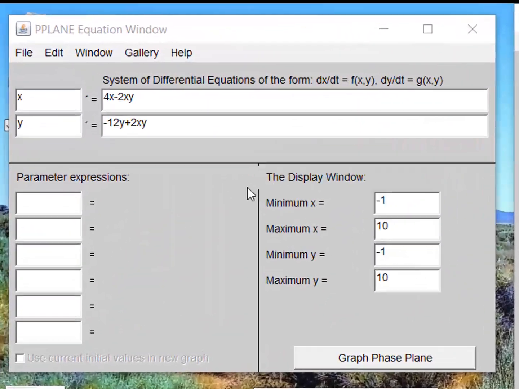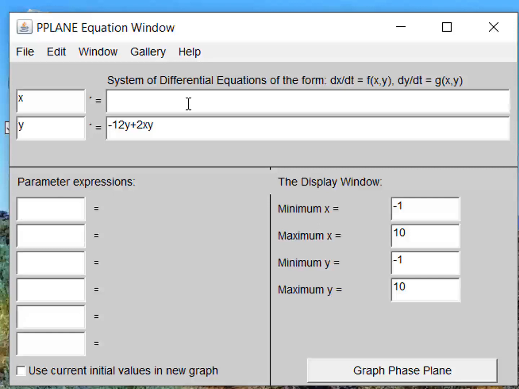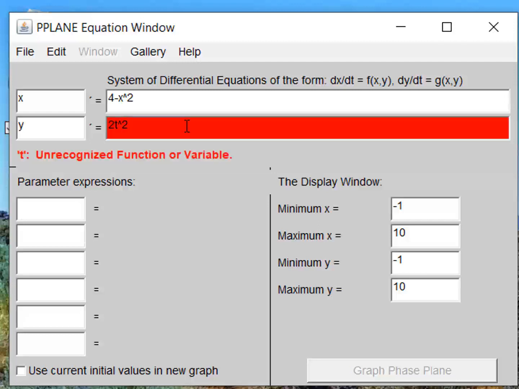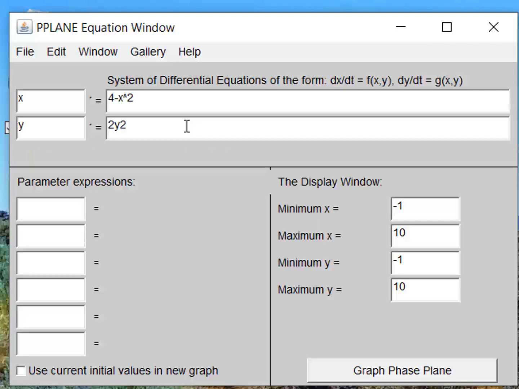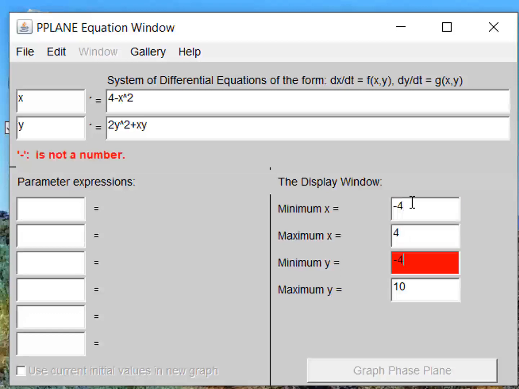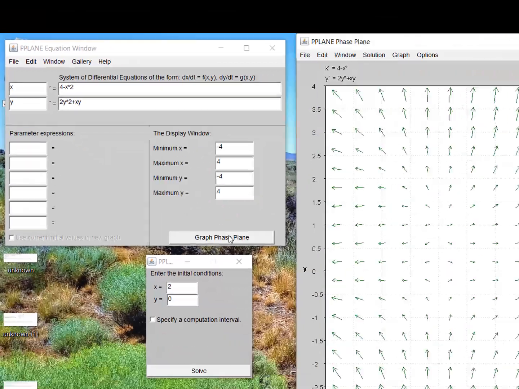Okay, the next one, let's go up to here and change our differential equation. We had 4 minus x squared as the x prime, and the y prime was 2y squared plus xy. Say graph phase plane. And let's change our window now to roughly match the window that was in our notes here. So I'm just going to do -4 to 4, -4 to 4. Now I'll say graph phase plane.